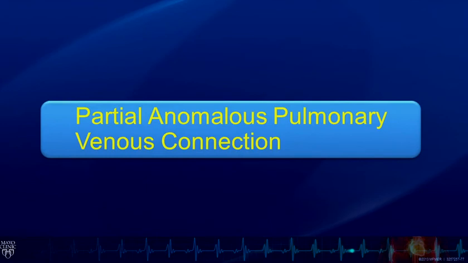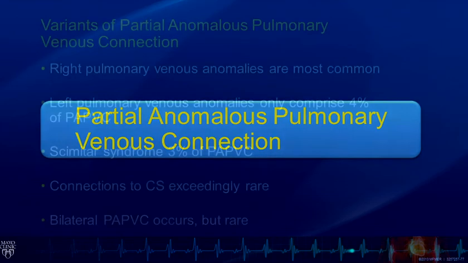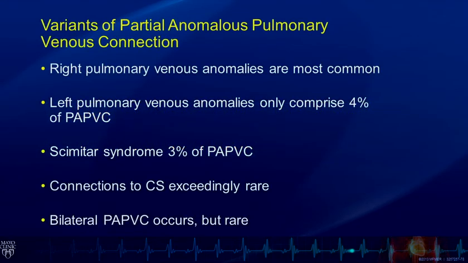Let's turn our attention now to partial anomalous pulmonary venous connection. This is not uncommon, but can be quite difficult to diagnose with echo alone. There's multiple variations of the anomalous pulmonary venous connection, with anomalies of the right veins most common, but may be more difficult to pick up with echo. Left pulmonary venous anomalies are rare, about 4 to 5% of forms of partial anomalous pulmonary venous connection, but these are actually quite easy to pick up with transthoracic echo, and I will demonstrate this for you.